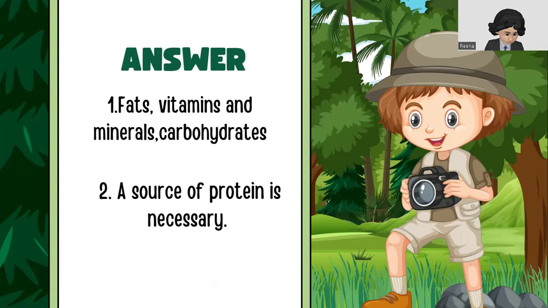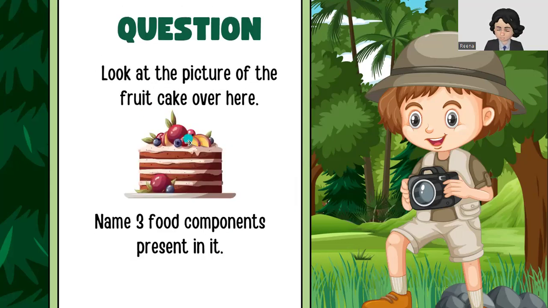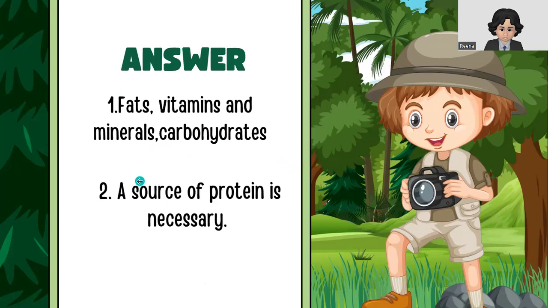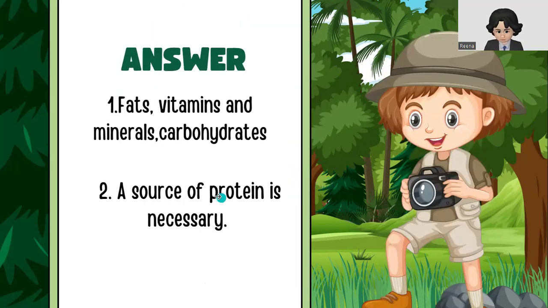So, the answer for the first one is fats, vitamins and minerals, and carbohydrates. The three things are fats, vitamins and minerals, and carbohydrates, isn't it? So now let's check. Yes, fruit cake has vitamins and minerals, obviously because it's fruit cake. And then we have carbohydrates, because this is very important. This gives us energy. So yes.